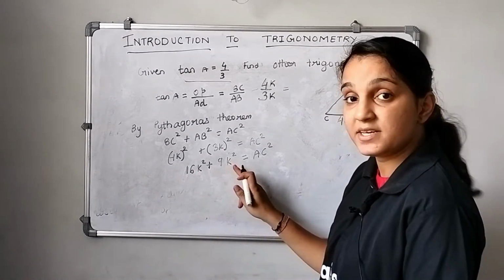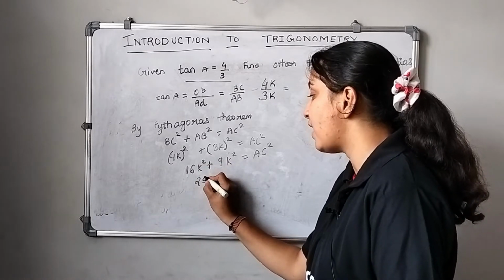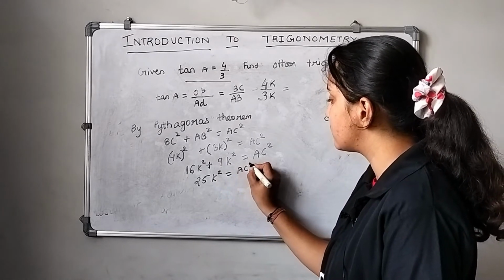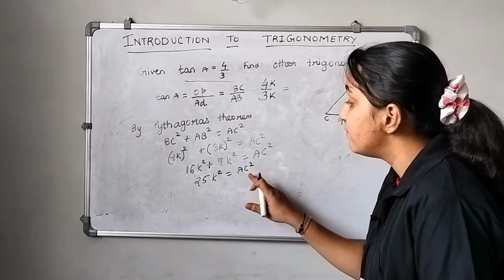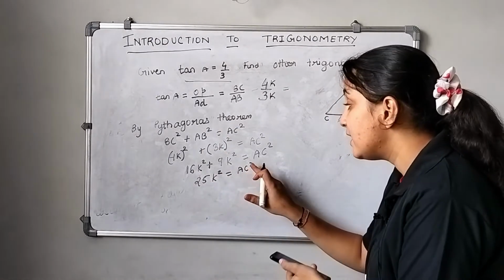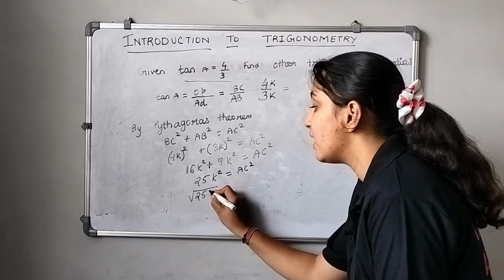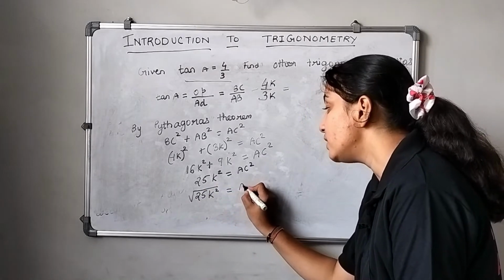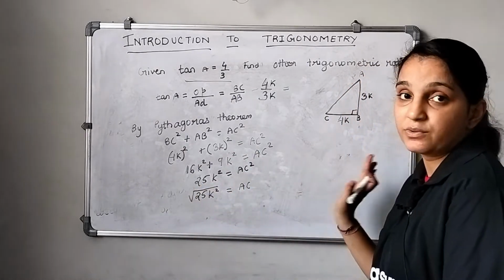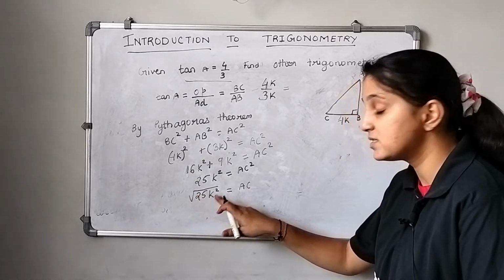Now, what is 16 plus 9? This becomes like terms. 16 plus 9 is 25, and K square plus K square is 25K square, equal to AC square. Now we have to find what AC is. So, we have to take this square to the other side. When we take this square to the other side, it becomes root of 25K square is equal to AC. Now, this root is applicable to 25 also and this K square also.